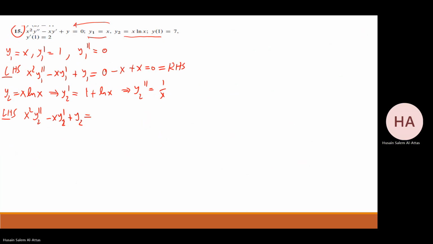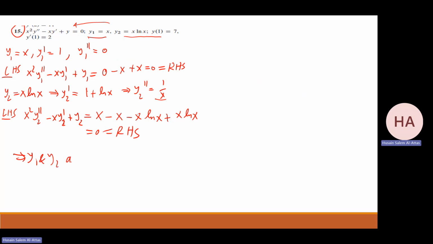Okay, so x squared times this, I have x. x times this, I have minus x, then x, plus x ln x. And that is equal to 0, which is the right hand side. So y1 and y2 are solutions of this equation. Okay, that's part 1.